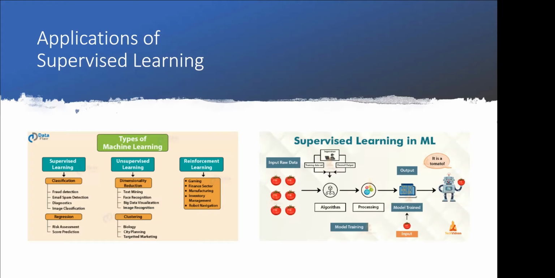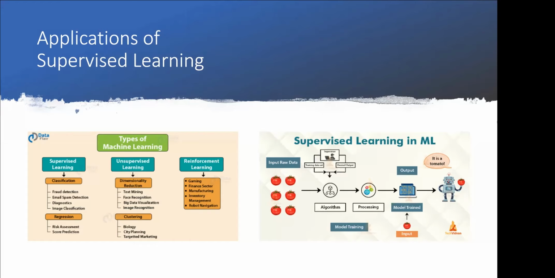Cool. So there are 3 types of machine learning: supervised, unsupervised, and reinforcement. In supervised learning, you can work with 2 concepts: classification and regression. Some really cool fun projects that you could probably do on your own include fraud detection, email spam detection, diagnostics, image classification, and analyzing flowers from the iris data set. That's all in classification. And then regression is for risk assessment and score prediction. So that's what you can really do with supervised learning.